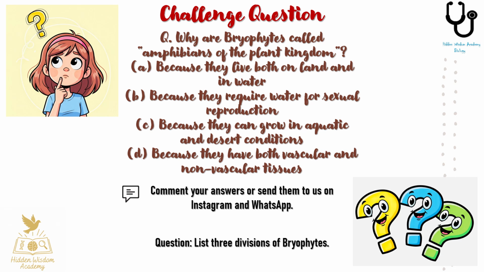Here's your challenge question for today. Why are bryophytes called amphibians of the plant kingdom? Is it option A? Because they live both on land and in water? Is it option B? Because they require water for sexual reproduction? Is it option C? Because they can grow in aquatic and desert conditions? Or is it option D? Because they have both vascular and non-vascular tissues?